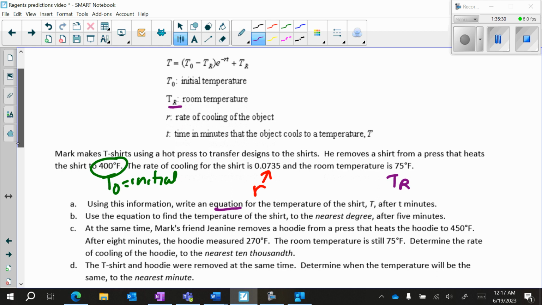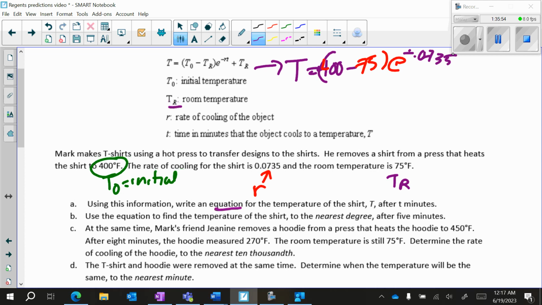So the equation is T equals, so you have to use this equation here. T equals T sub-zero, initial amount 400, minus the room temp, which we said was 75. We could probably clean this up a little in a second. E to the negative R, so the rate they gave me was 0.0735, but because it's cooling, it's negative, right, people? Yeah. The T is the time. They didn't tell me that yet. And then plus the room temperature again, 75. So technically, you are done with part A here.